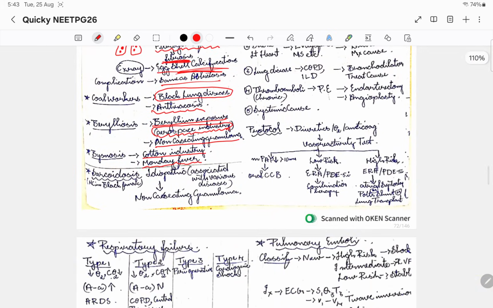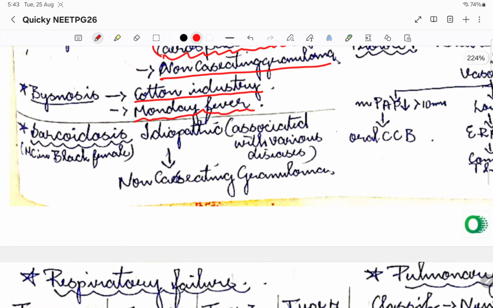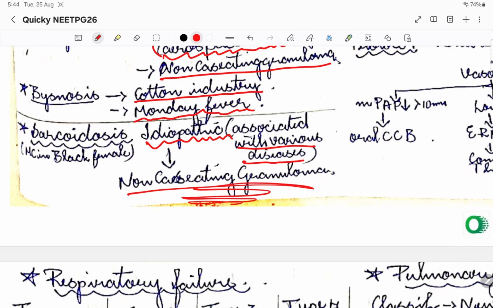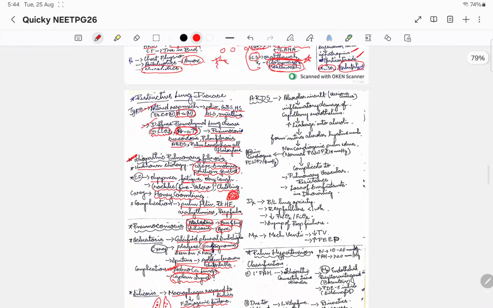Then coming to sarcoidosis, basically a non-caseating granuloma is formed. Mostly it will be idiopathic. It is mostly associated with various diseases. So non-caseating granuloma is what we can say with respect to sarcoidosis, most commonly seen in black females. So this is sarcoidosis.